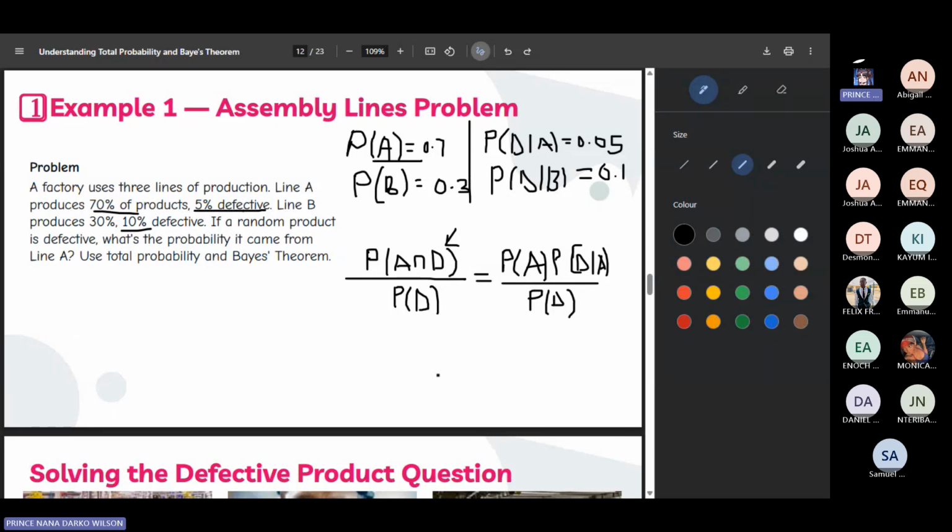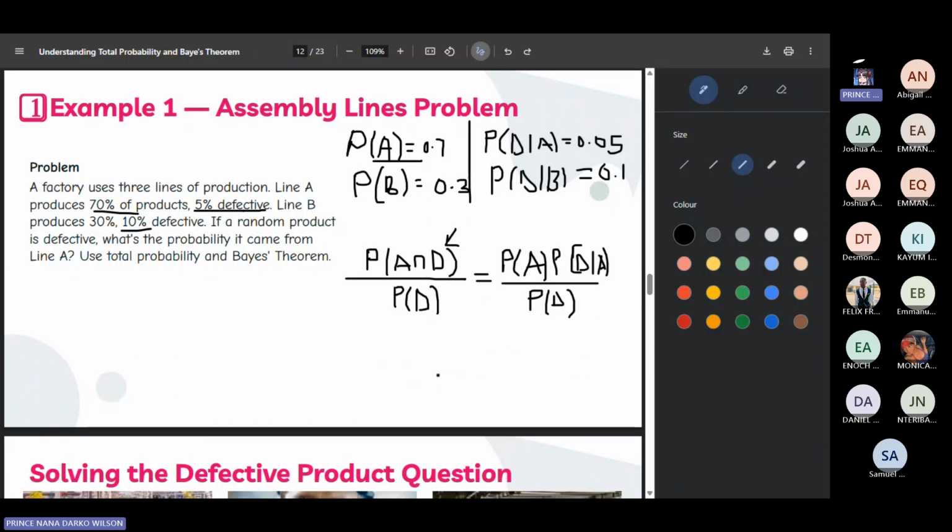Okay. So now the question is here. It says that a factory uses 3 lines to produce. Line A produces 70% of the factory's products. And whenever it does, 5% of those products are bad, they are defective. Line B produces 30% of the products, and then 10% of them are bad, they are defective.